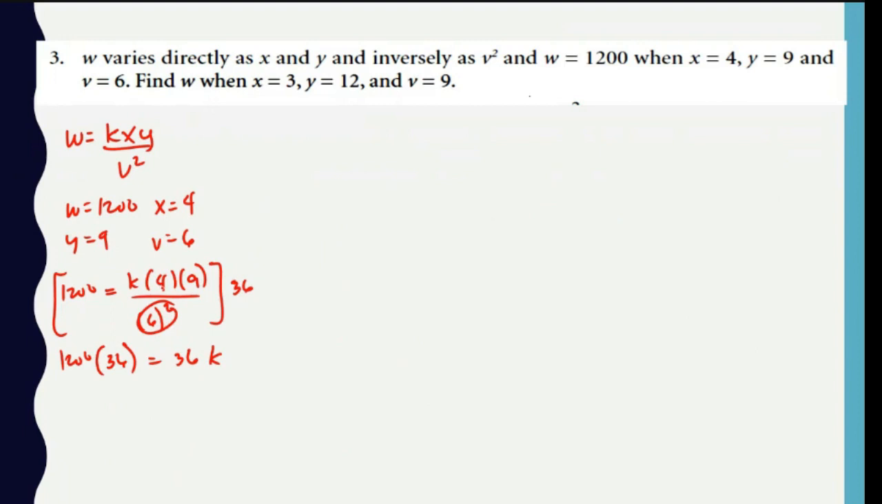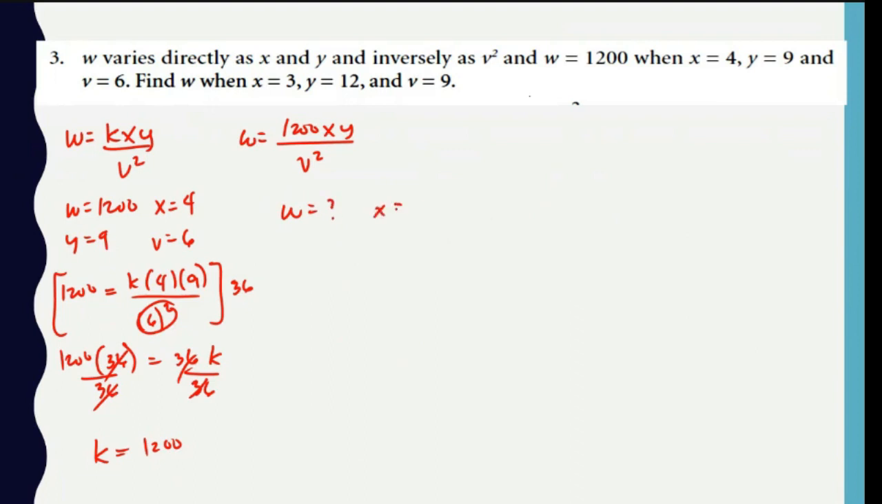K times 4 times 9, that is 36. So dividing both sides by 36, k will be equal to 1,200. I will now substitute 1,200 to our tentative equation. W is equal to 1,200 xy all over v squared. So I will now solve for w.